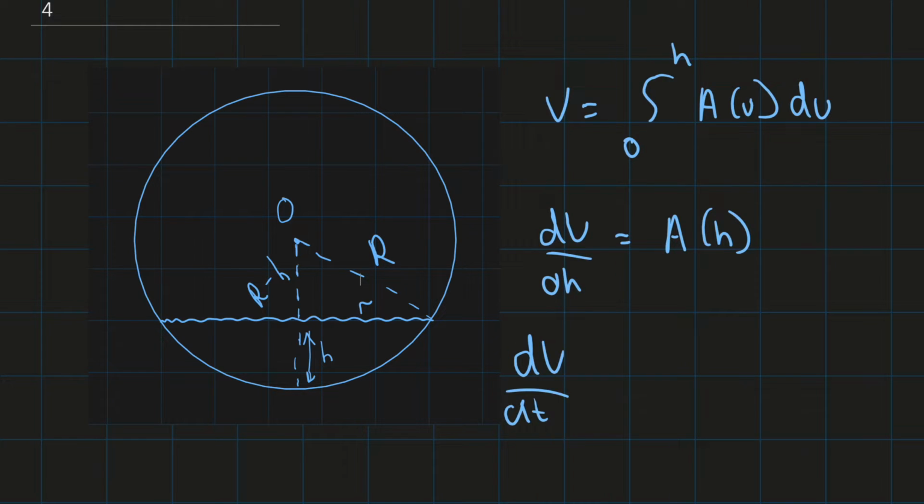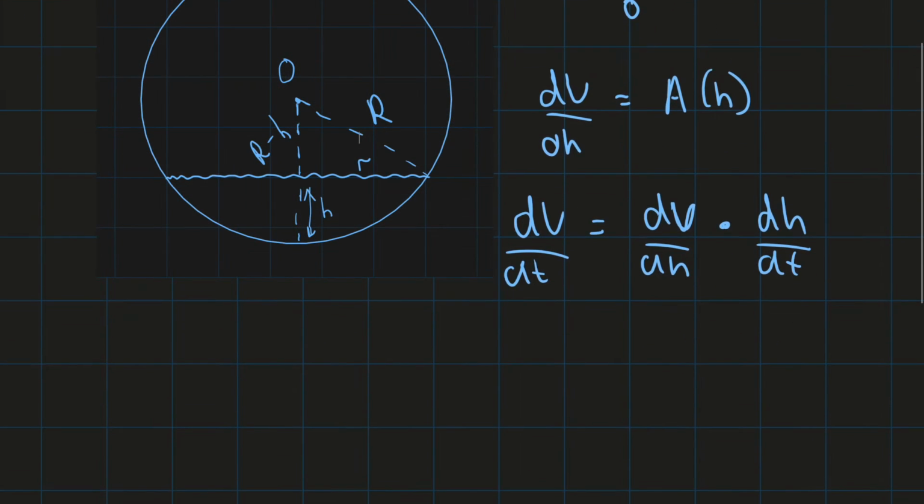We can rewrite the dV over dt as dV over dh multiplied by dh over dt. Therefore, substituting dV over dh for A of h, we get that dV over dt equals A of h times dh over dt.